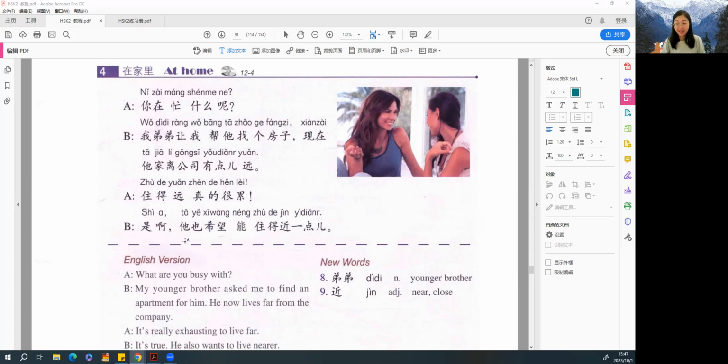So B said, yeah, 他也希望, he hopes, 希望, right? He hopes too that he can live closer, 住得近. See the 得 is here. 住得近.